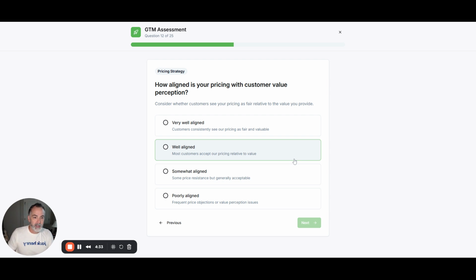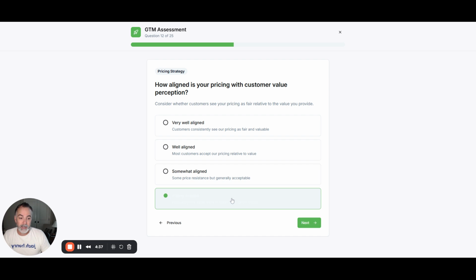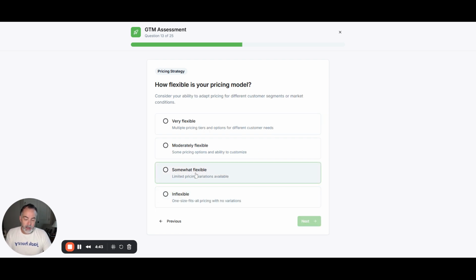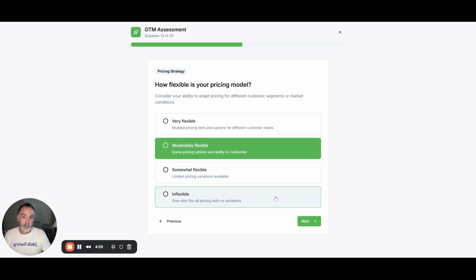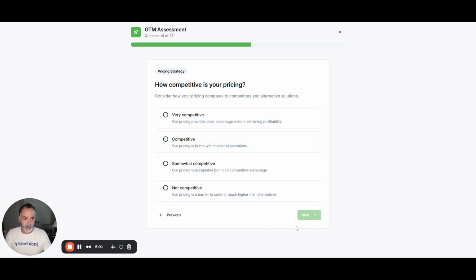How aligned is your pricing with customer value perception? In this instance, we're going to say poorly aligned, all the way back to they didn't understand in the first place, and they've not done their research. When you are pricing out a product or a service in the early stages, it's important to be very flexible. And so this question is asking you that, how flexible is your pricing model? Theirs is moderately flexible. They know that they will have to move the pricing a little bit to win some market share, and so they're willing to do that.